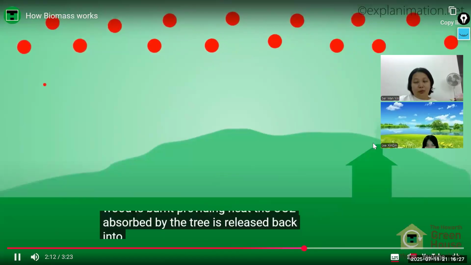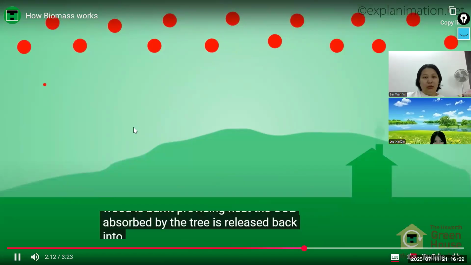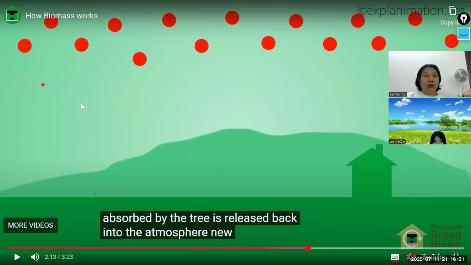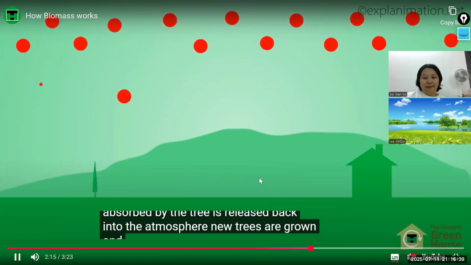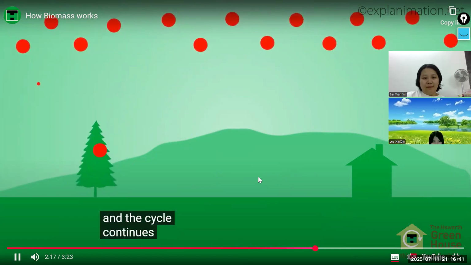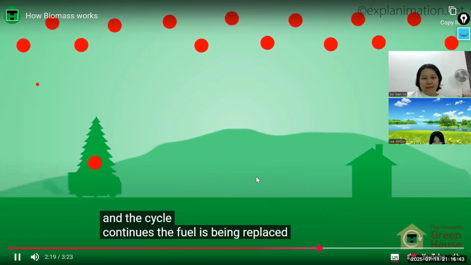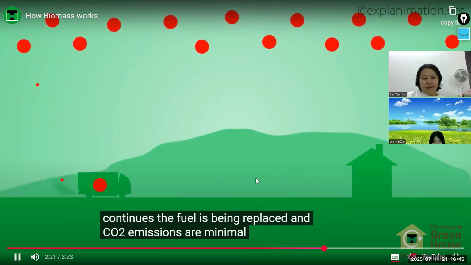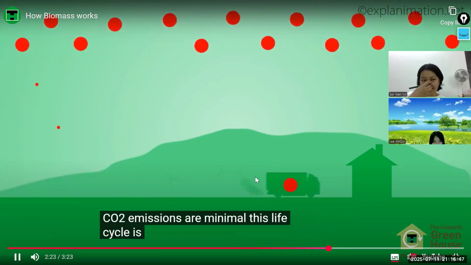So if you use biomass, it absorbs and returns, but that one is we release the carbon from million years ago. New trees are grown and the cycle continues. The fuel is being replaced and CO2 emissions are minimal. This life cycle is sustainable.